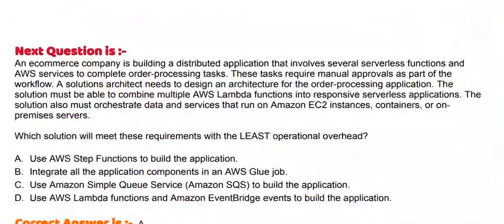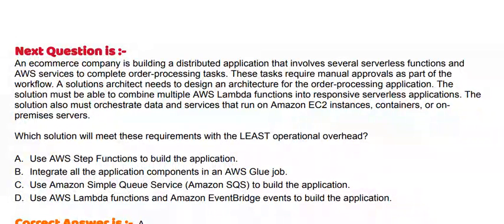Next question is, an e-commerce company is building a distributed application that involves several serverless functions and AWS services to complete order processing tasks. These tasks require manual approvals as part of the workflow. A solutions architect needs to design an architecture for the order processing application. The solution must be able to combine multiple AWS Lambda functions into responsive serverless applications. The solution also must orchestrate data and services that run on Amazon EC2 instances, containers, or on-premises servers. Which solution will meet these requirements with the least operational overhead?